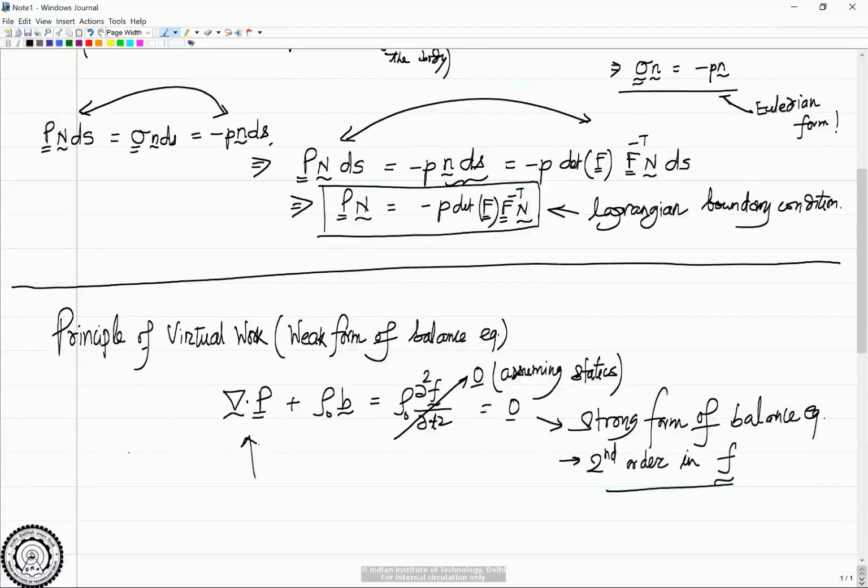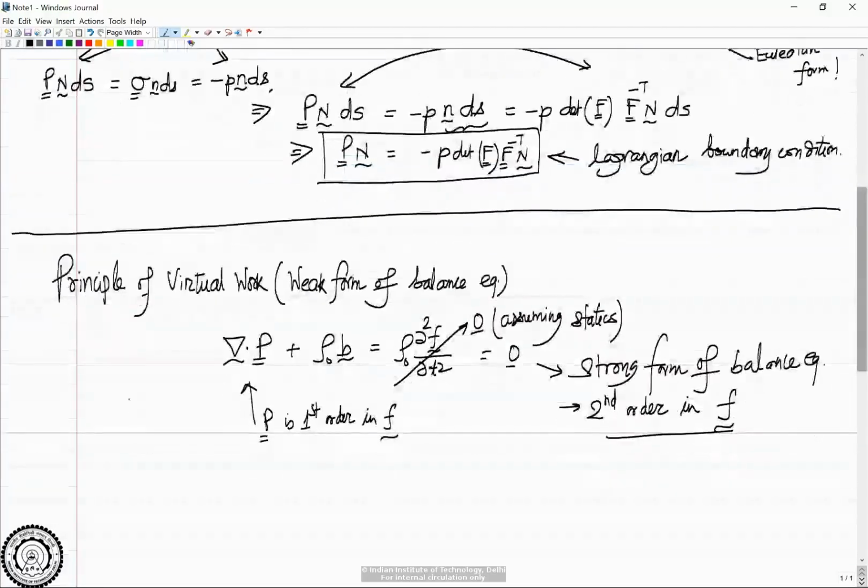So here in this term, P is first order in small f because P depends on big F, which is first order in small f, and then you have divergence, therefore you get second order in small f, right? So it's a second order partial differential equation in small f. But you will see that when you write down the weak form, it will be first order in small f. Therefore, we say it's a weak form. Strong because the order is second, and weak because the order has reduced to 1.